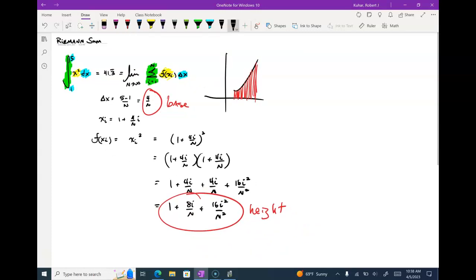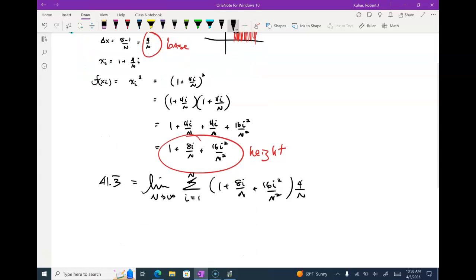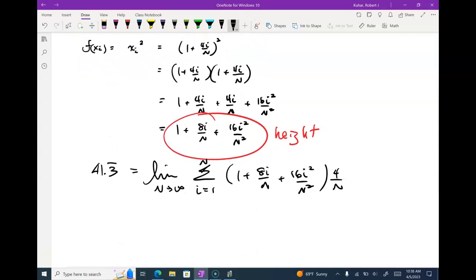So we're trying to show that 41.1 is equal to the limit as n goes to infinity of the sum of i equals 1 to n of that height, 1 plus 8i over n plus 16i squared over n squared, times the base, 4 over n. Make sure you're with me. Don't let me go on if there's some confusion.